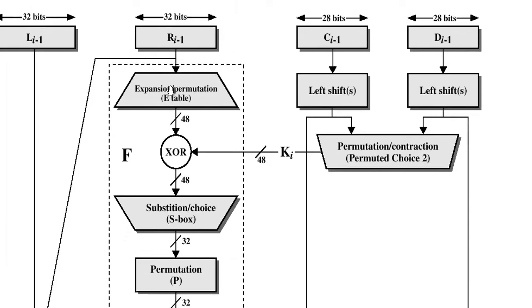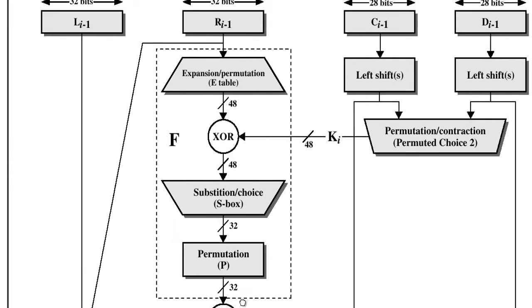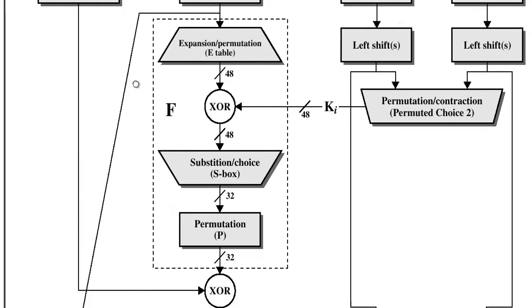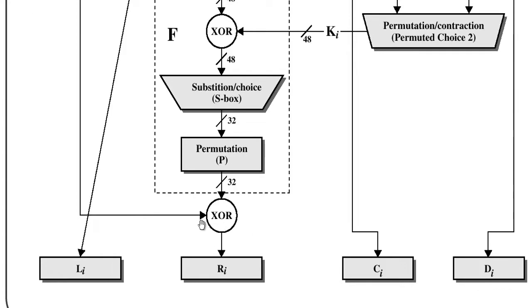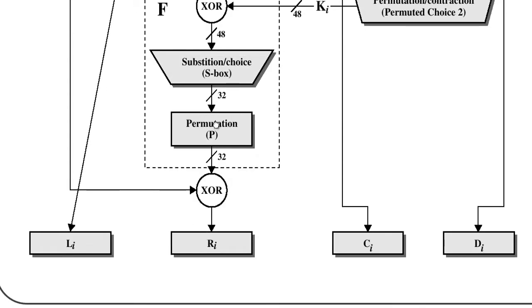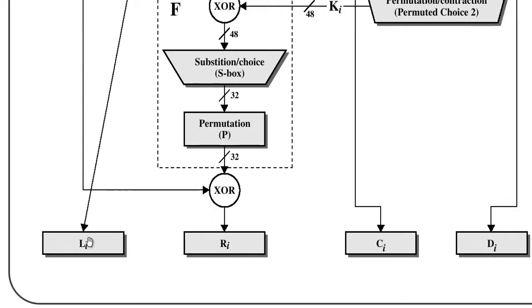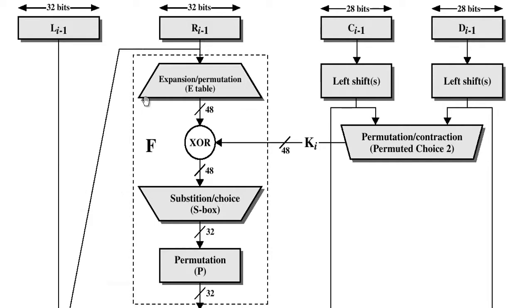In each and every round, the right half does not undergo any encryption process; it is simply swapped to the left half. Whereas the left half, that is L i minus 1, is added to the function output to generate the new right half. That means only this 32 bit half undergoes the encryption operation in each round, whereas the R half is transferred as it is to the new L half.